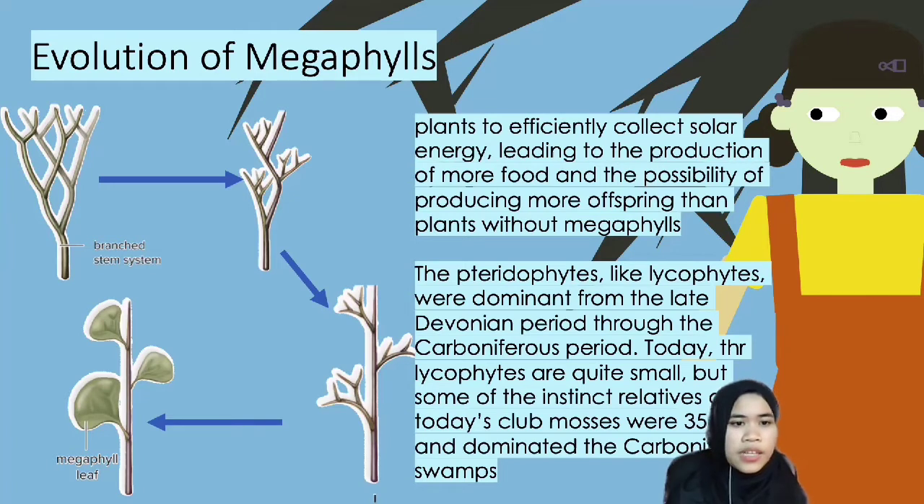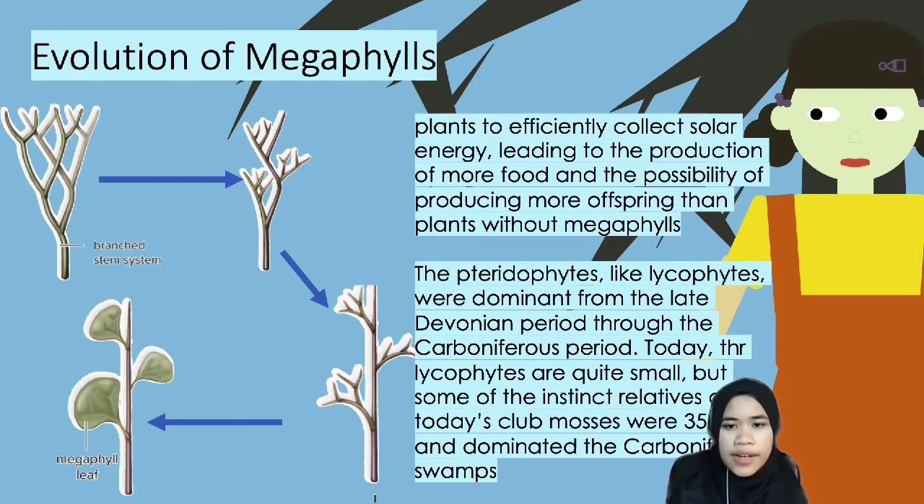So megaphylls, which evolved about 370 million years ago, allow plants to efficiently collect solar energy, leading to the production of more food and the possibility of producing more offspring than plants without megaphylls. Therefore, the evolution of megaphylls made plants more fit. So recall that fitness, in an evolutionary sense, is judged by the number of living offspring an organism produces relative to others of its own kind.